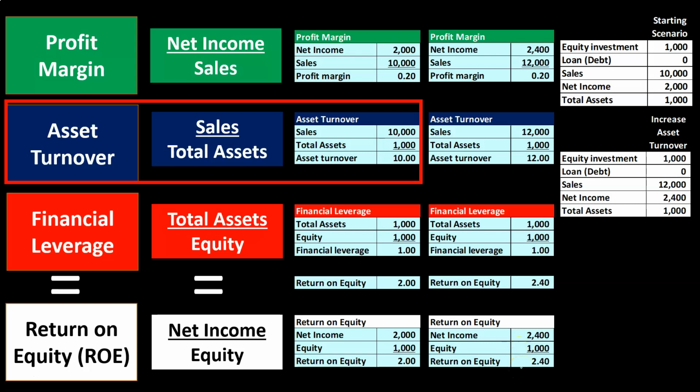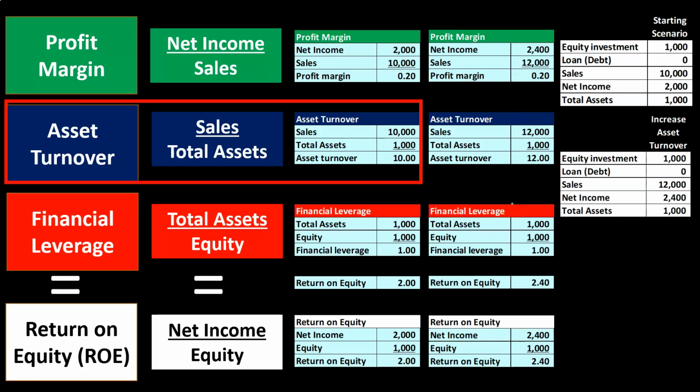So now when we compare scenario 1 and scenario 2, you can see how this gives us more detail when we break it out, because now we could say, okay, what did we do? Did we increase the profit margin? No, we increased the sales and the profit margin stayed the same, right? And we didn't do anything to leverage.